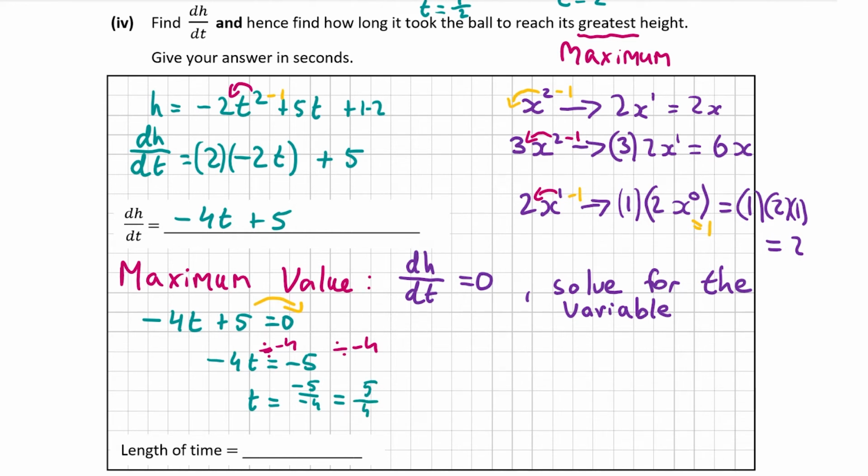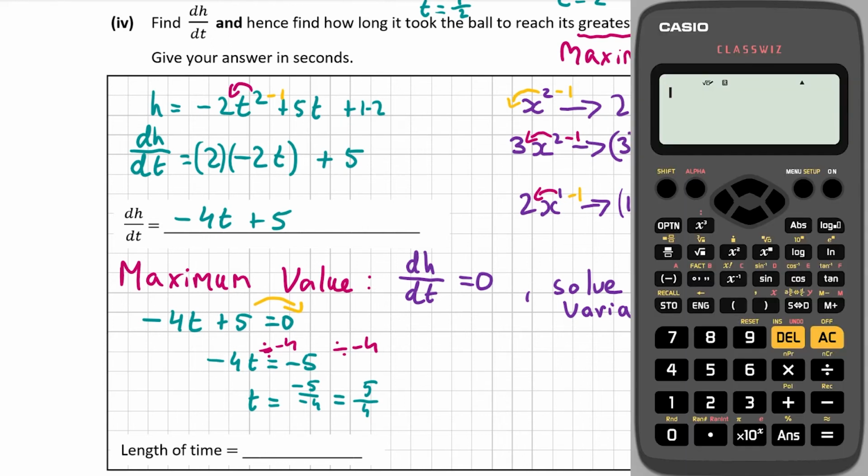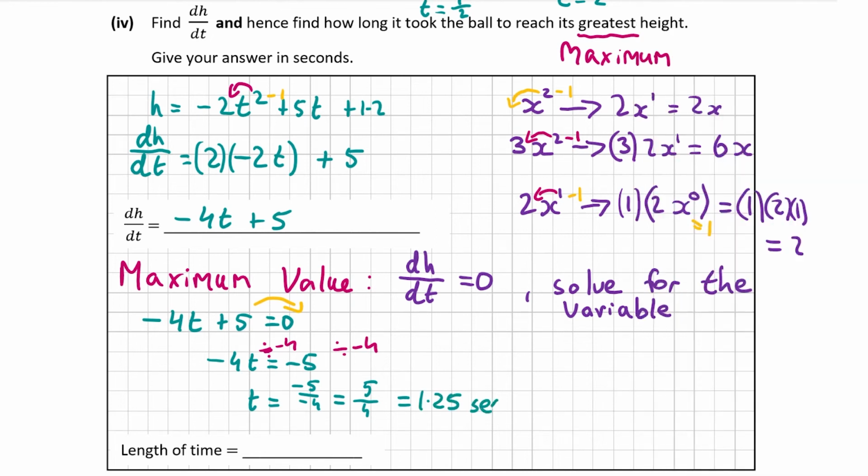And if we put 5 over 4 into our calculator, click equals, and then change it from a fraction to a decimal with the S to D button over here, we see that that's equal to 1.25 seconds. So that means it took 1.25 seconds for the ball to reach its maximum height. So that's our answer for A part 4, which is worth 10 marks.